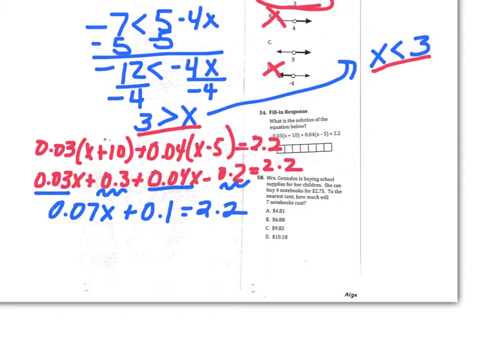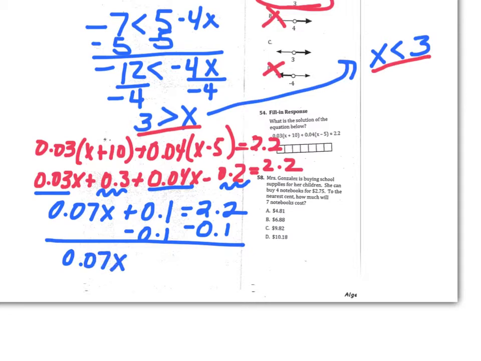Okay, now just like any other two-step equation, I'm going to subtract, and that's going to give me 0.07x equals 2.1. And then to solve, I'm going to divide both sides by 0.07, and I get x equals 30. Okay, and that is the answer to that problem. And I'm going to write "justify" because I wrote it on my other side of the grid.